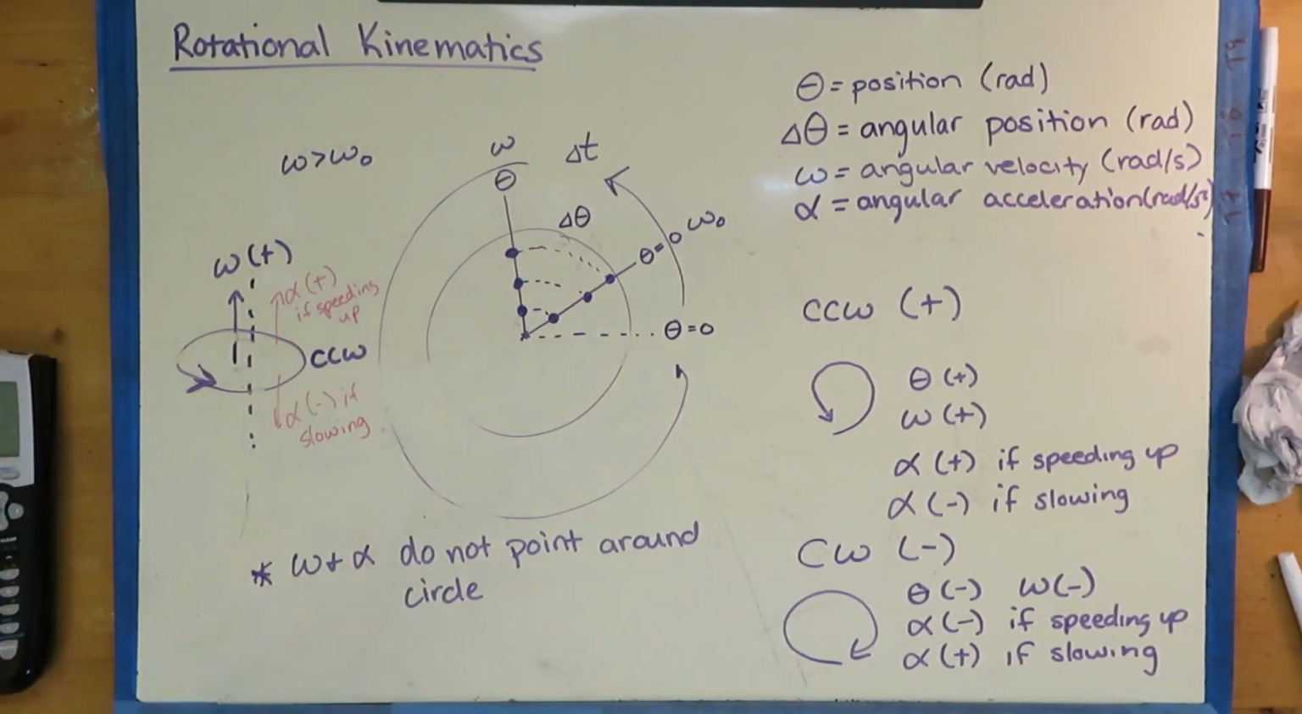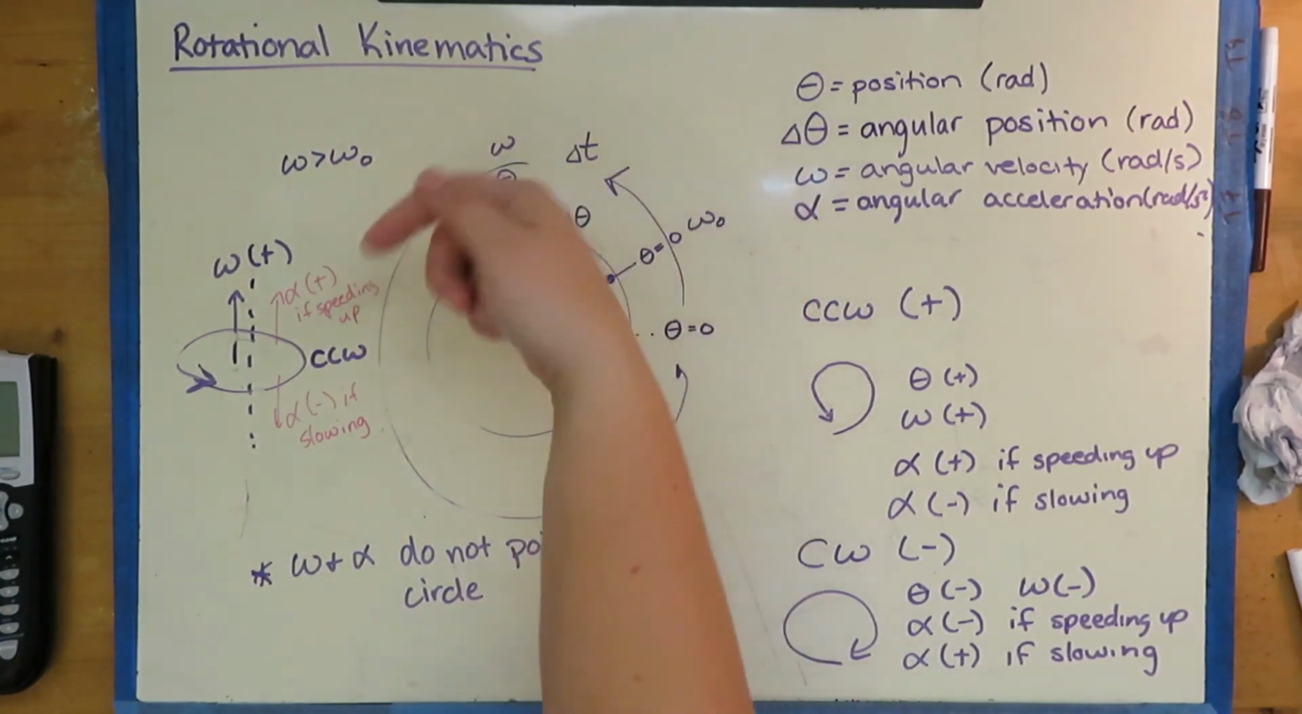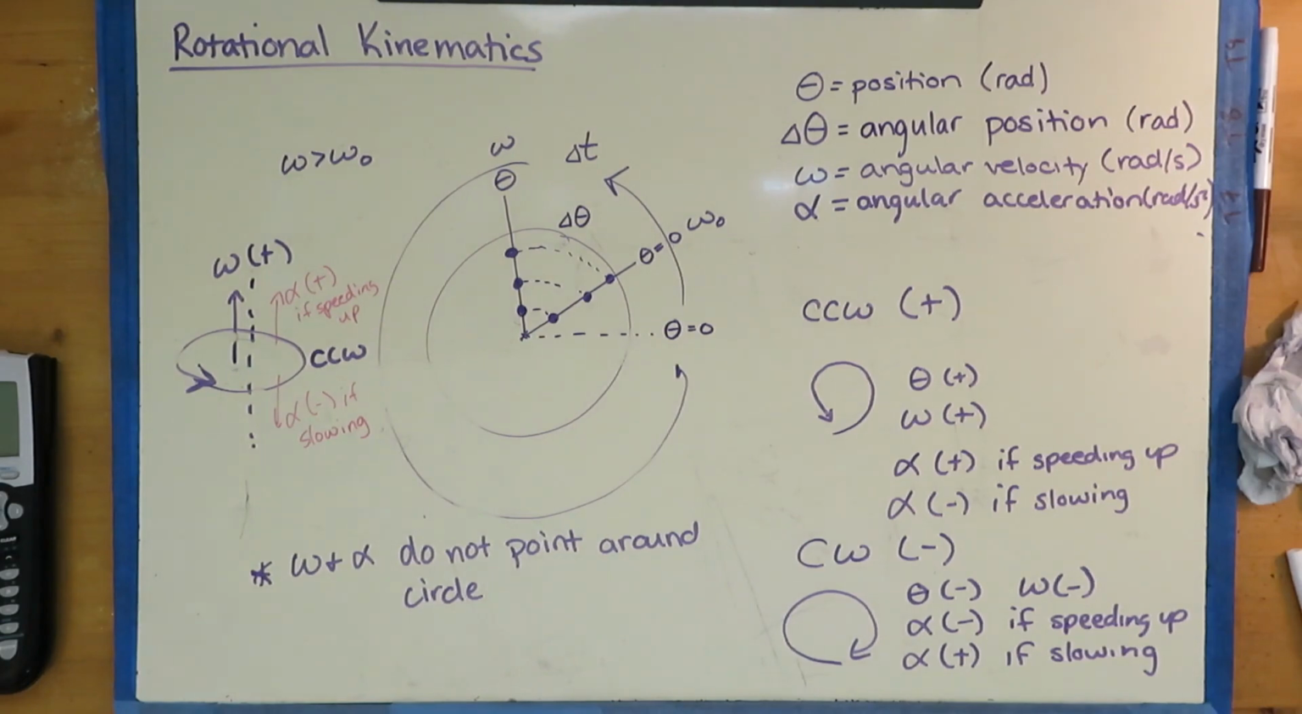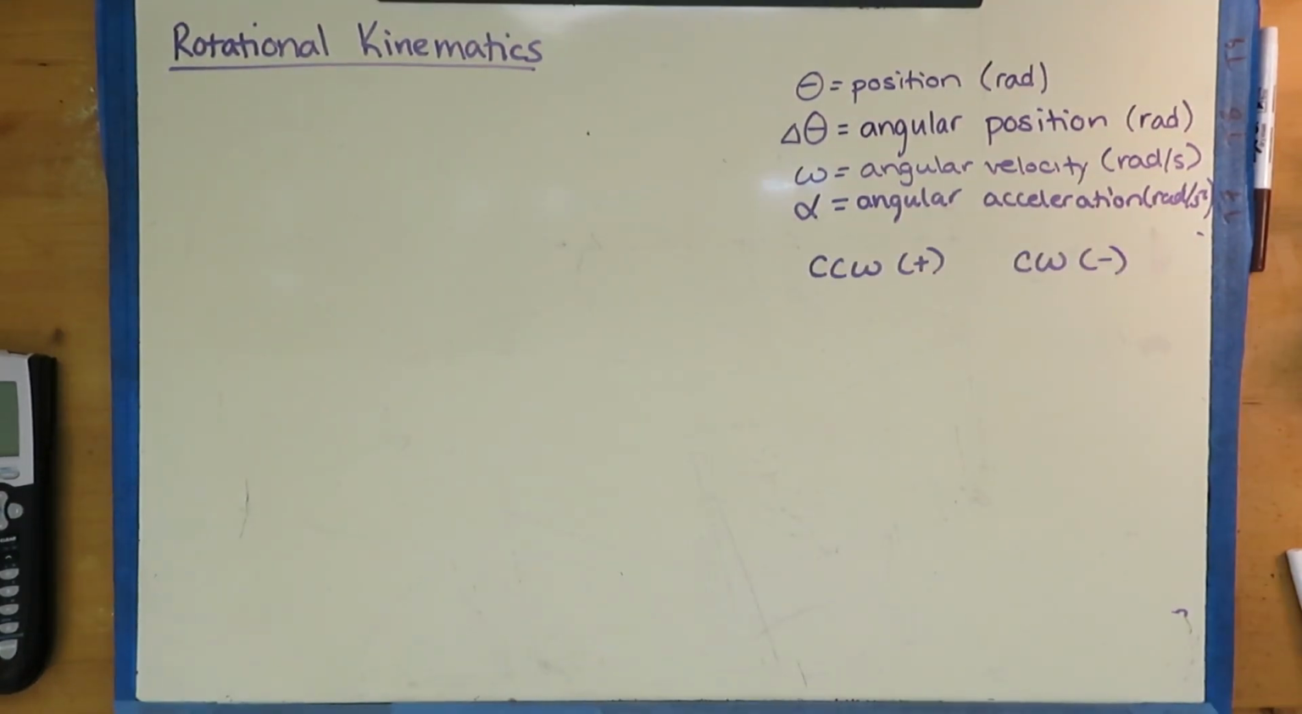That's just something to keep in the back of your mind, just in case they ask, where is the vector itself pointing? I can't draw a curved vector. The curved vector doesn't exist. So that's the basics of our kinematic variables. Now let's take a look at our kinematic equations.